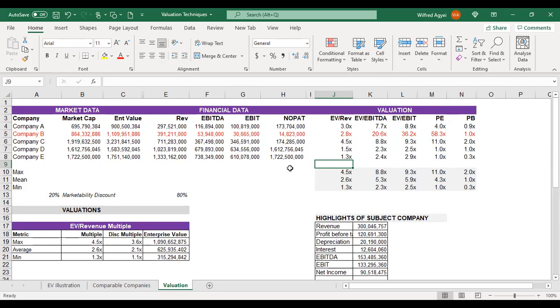Yes, so to me, out of five ratios, you could see that three has the highest value.